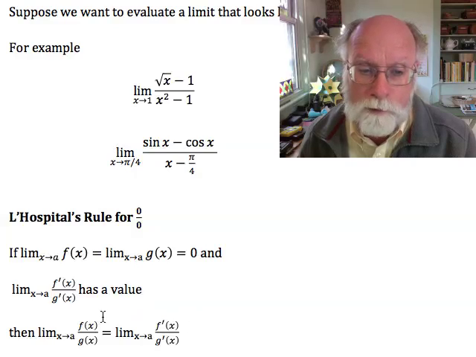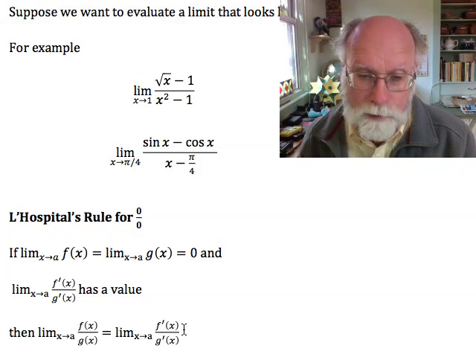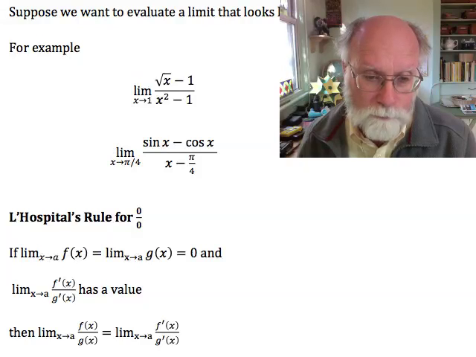So if we have an indeterminate form, we can replace the f over g with f prime over g prime and try to take that limit. And if we can take that limit, the value we get will be the same value for the original limit. And that's all there is in L'Hopital's rule.